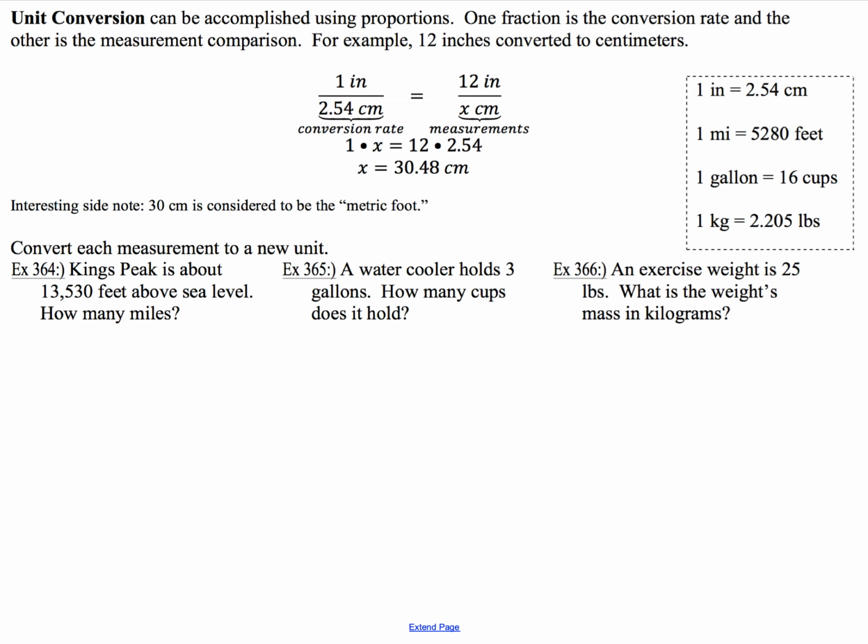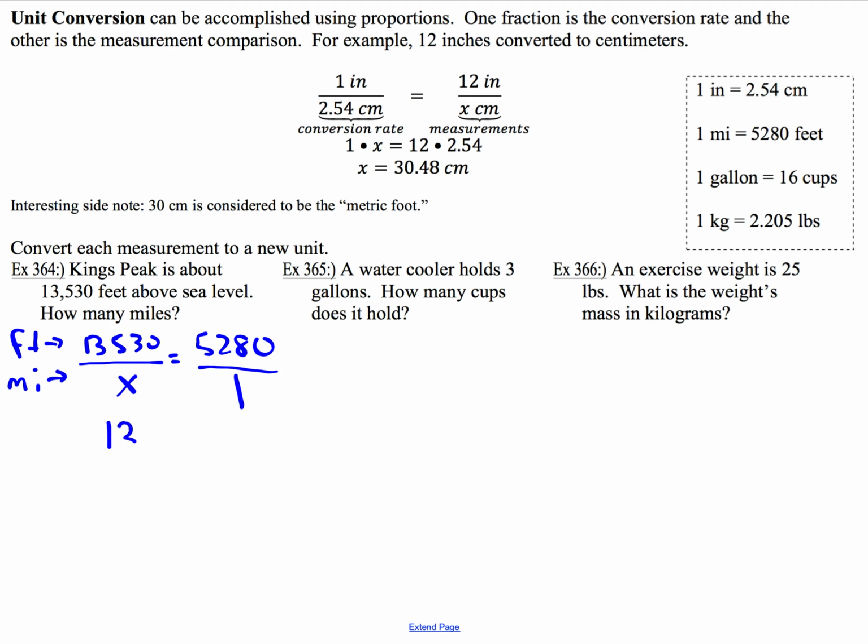We're going to convert each measurement to the new unit, and we're going to do it using proportions. Kings Peak is about 13,530 feet above sea level. How many miles? Well, let's compare feet to miles here. It's 13,530 feet and x miles. We don't know how many. But 1 mile is 5,002. I got that backwards. 5,280 feet is 1 mile. Okay, feet on top, miles on bottom.